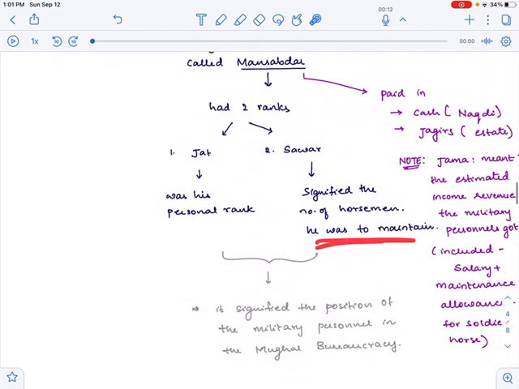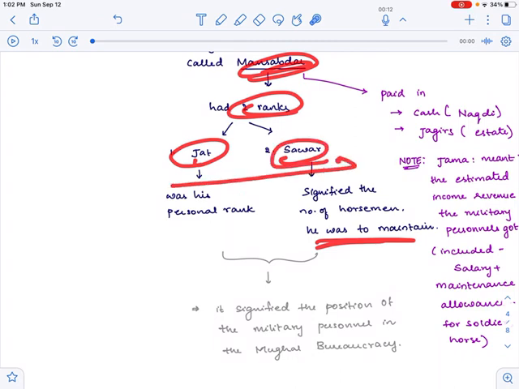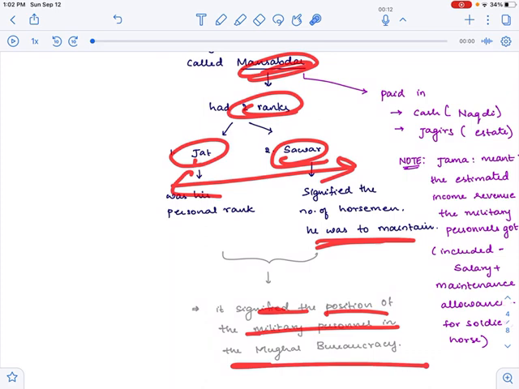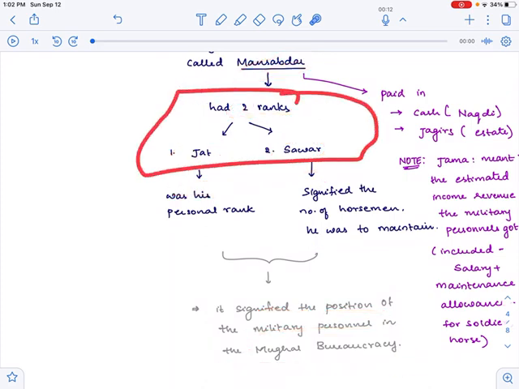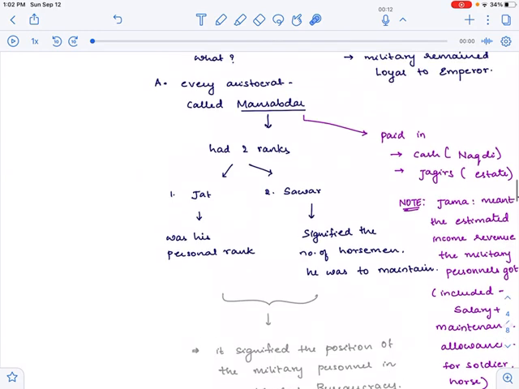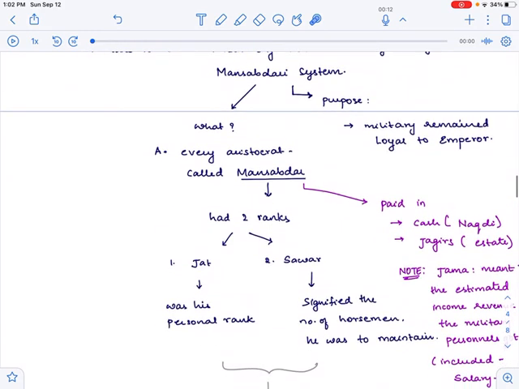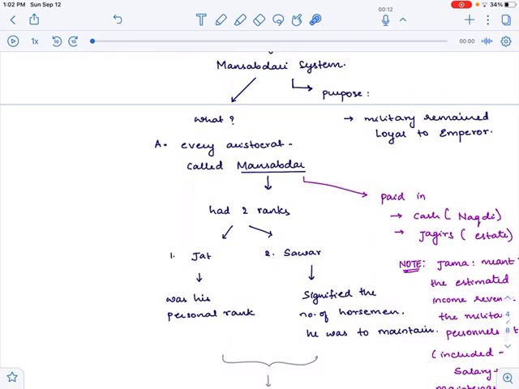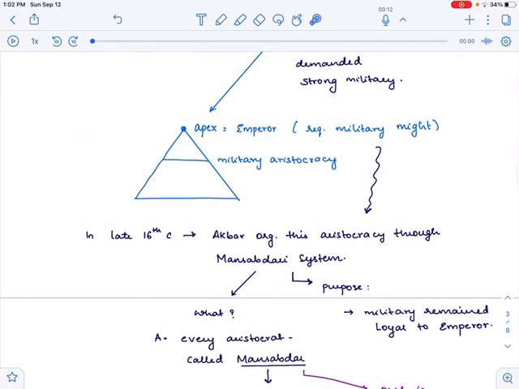So based on these ranks that were given to a Mansabdar, like the Jat or the Savar or both, it signified the position of the military personnel in the Mughal bureaucracy. That is, if a person was given both these ranks, it meant that he was more powerful in the Mughal administration. Of course, not as powerful as the emperor, but he was the most powerful at this level.